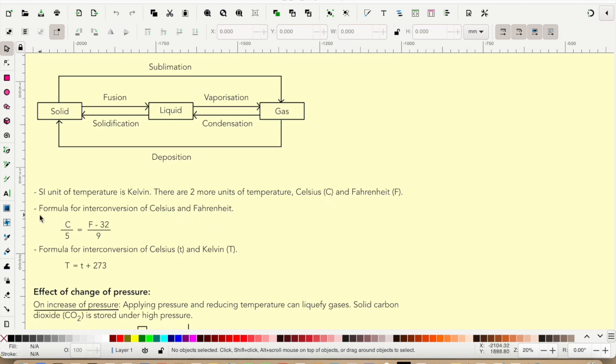Numericals based on temperature calculation in these units are asked. These two formulas will be used. We will see numericals in next episode.